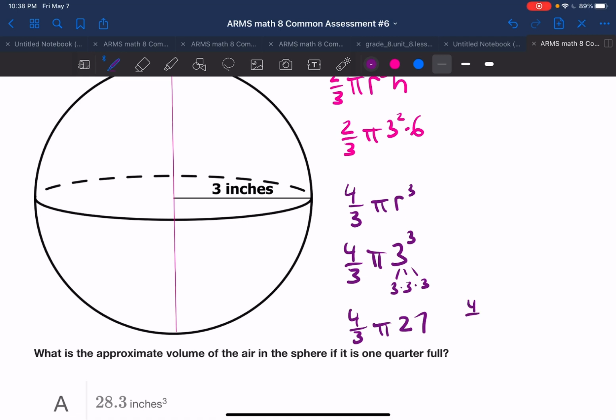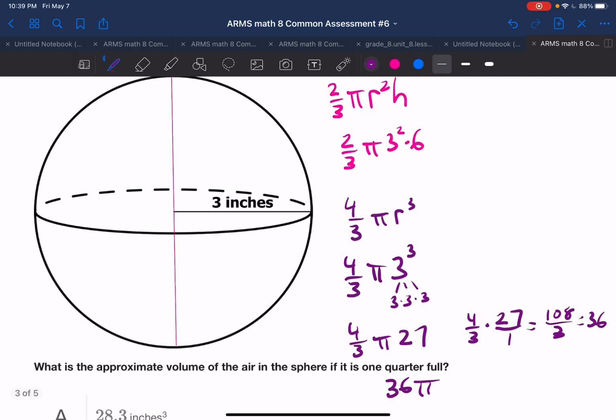Now you could do 4/3 times 27. It's all multiplication, doesn't matter, right? So if you want, throw that over 1, make it a little bit easier, right? 4 times 27 is 108 over 3. So 108 divided by 3 is 36, right? So that leaves you with 36 pi, right? That's the volume of the entire thing.